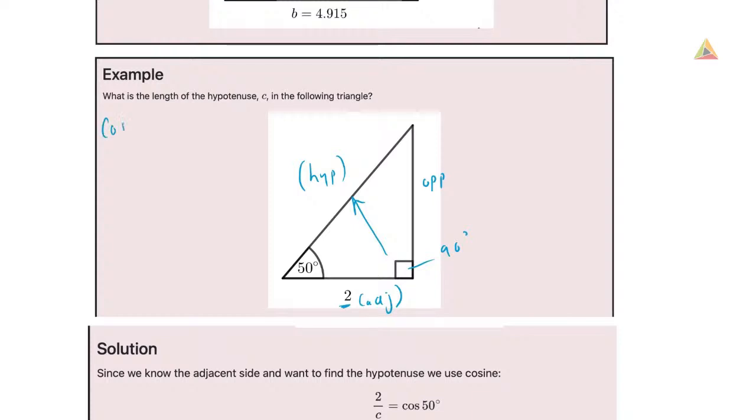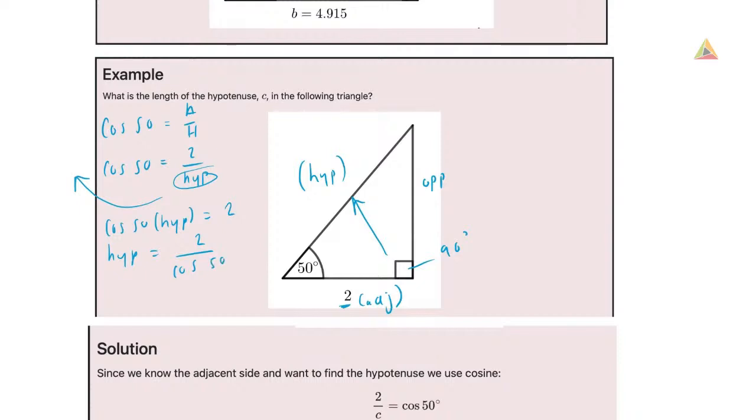So the cos of the angle, so cos of 50 is A over H. So cos of 50, so fill in what we have. So the adjacent is 2 over the hypotenuse. So that's what we're looking for. Now here, we have to do a bit of a switch. So we want to get the hypotenuse on its own. So I'm going to bring the hypotenuse over here first. So it's going to be cos of 50 by the hypotenuse is equal to 2. And now I want to get the hypotenuse on its own. So the hypotenuse is going to be 2 divided by cos 50.